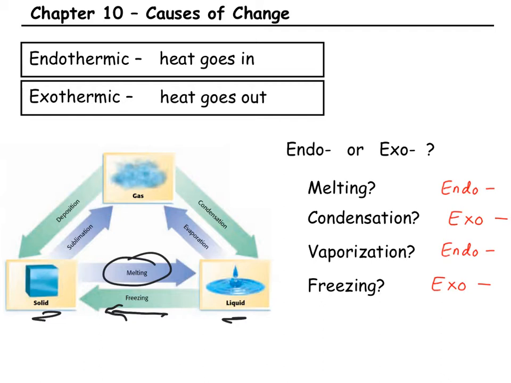On this chart, the blue arrows are endothermic and the green arrows are exothermic. All right, so there may be a question on the test related just to that right there. Is evaporation endo or exothermic? Is melting endo or exothermic? Something like that. And it's just a matter of, does the heat go in or does the heat come out?